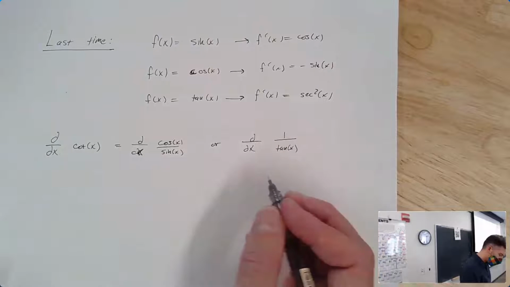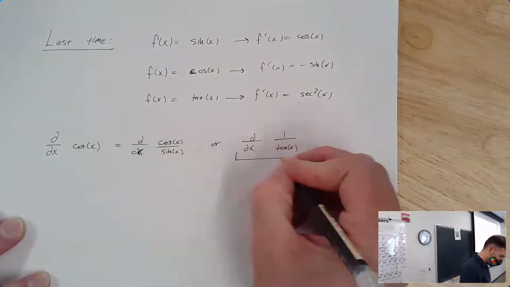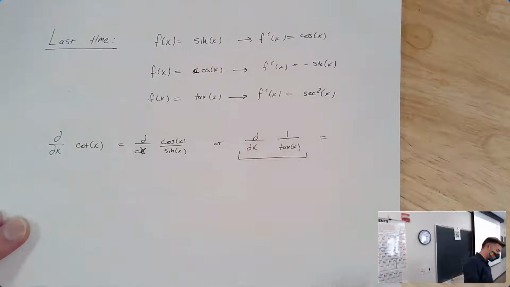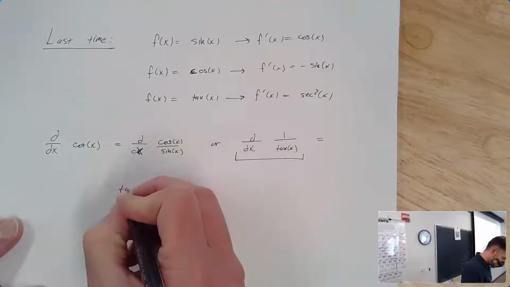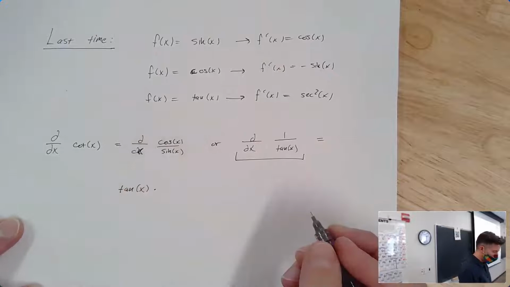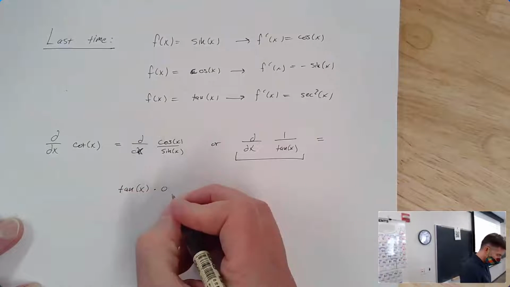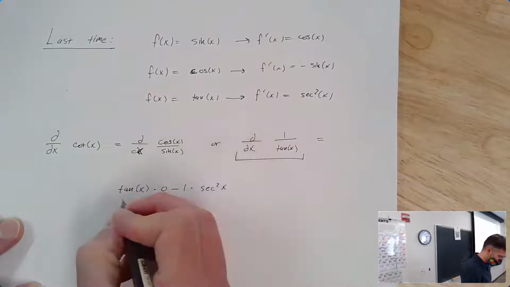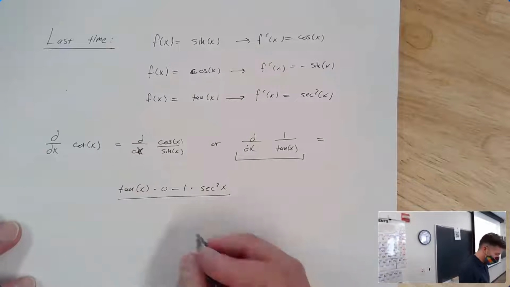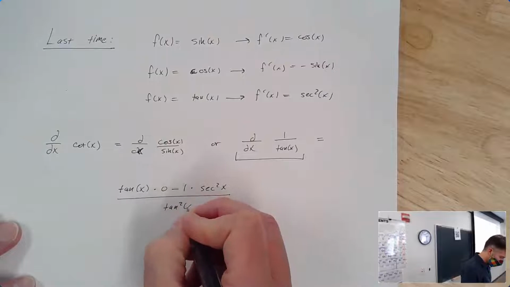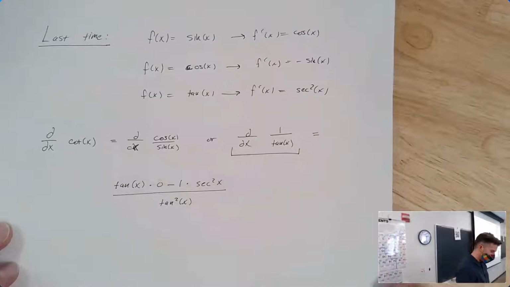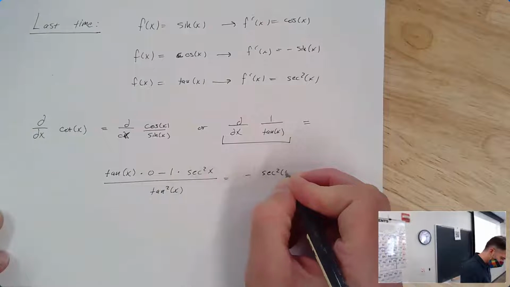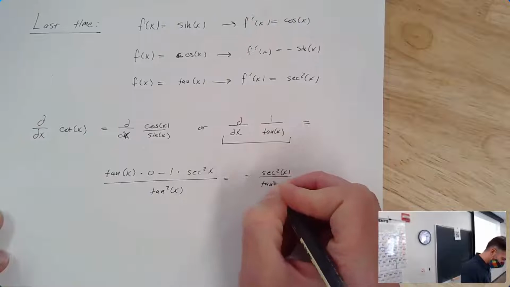Let's see. So doing it this way, it's going to equal the bottom times the derivative of the top, which is 0, minus the top times the derivative of the bottom, which is secant squared x, all over the bottom squared, which is tangent squared x. So I end up with negative secant squared of x over tangent squared of x.